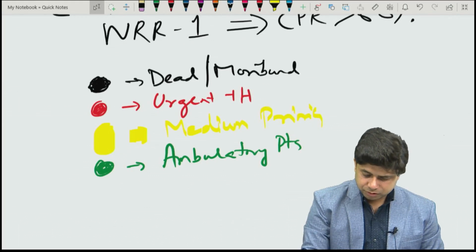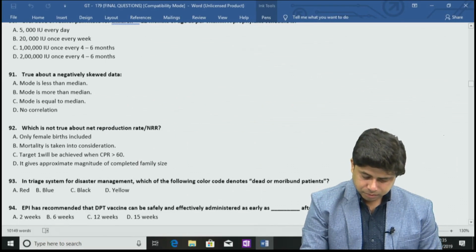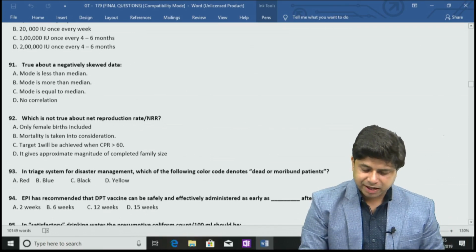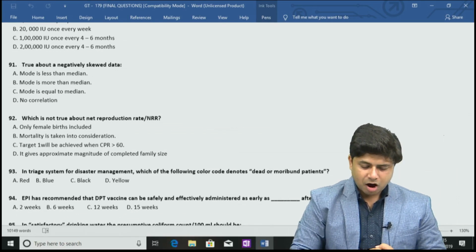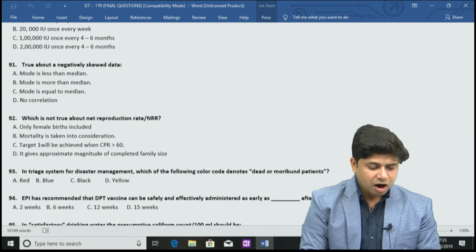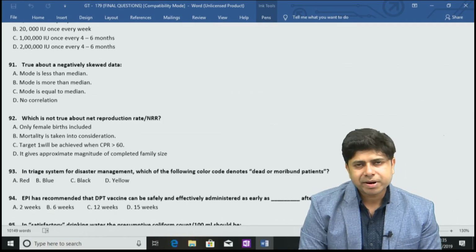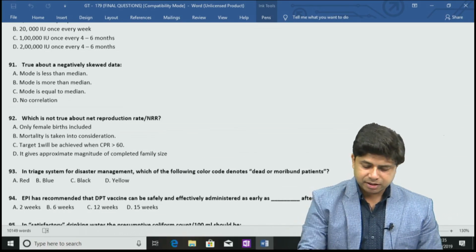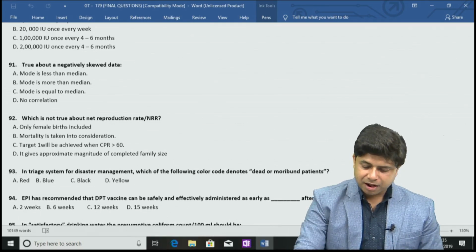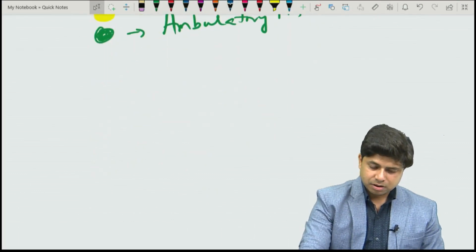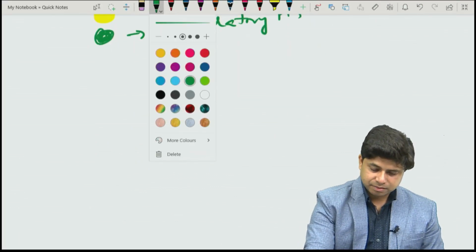So let's go to question number 94, which is: EPI has recommended that DPT vaccine can be safely and effectively administered as early as how many weeks after birth? So 6 weeks. Although now DPT is being replaced by pentavalent vaccine, the schedule remains the same, 6 weeks after birth. So what is the schedule for DPT nowadays?